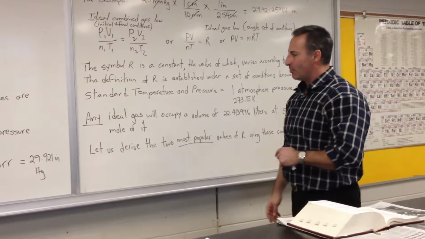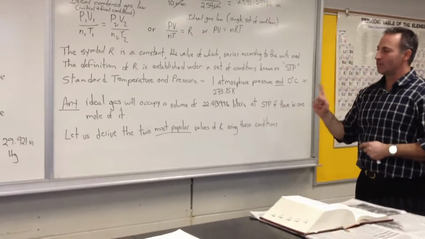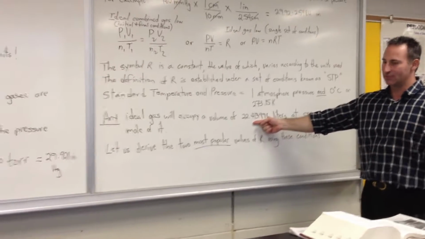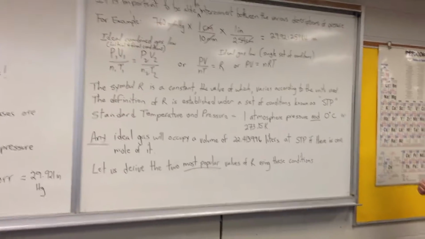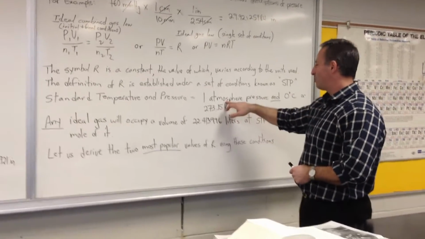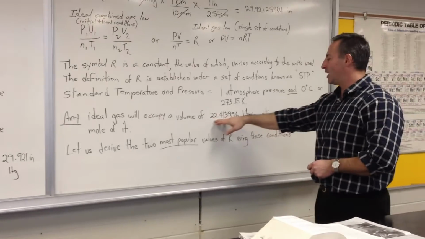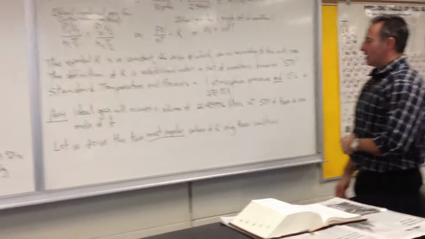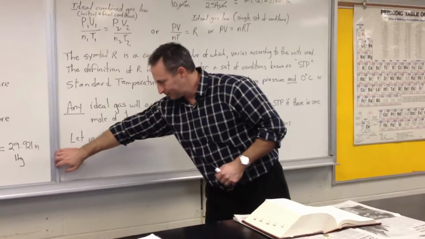One other idea you have to memorize is that any gas, any ideal gas that is, one mole of it will occupy this many liters. This is based on the experiments of Amedeo Avogadro. So 1 mole of any gas at 1 atmosphere pressure and 0 degrees Celsius, or 273.15 Kelvin, will occupy this volume of 22.413996 liters. Now let's derive the 2 most popular values of R using these conditions.